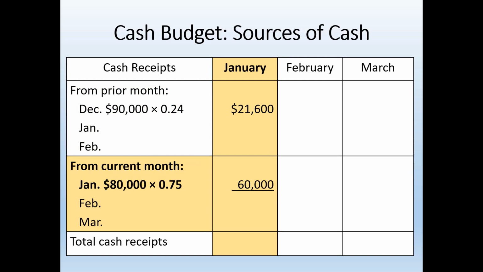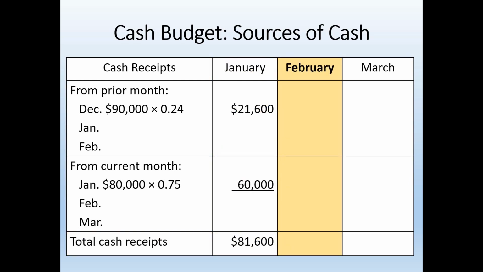In addition, Miles Manufacturing expects to sell $80,000 of merchandise in January and collect 75% of that amount. Altogether, the money collected in January for December sales plus the money collected in January for January sales equals the total amount of cash that Miles expects to collect from its customers in January.